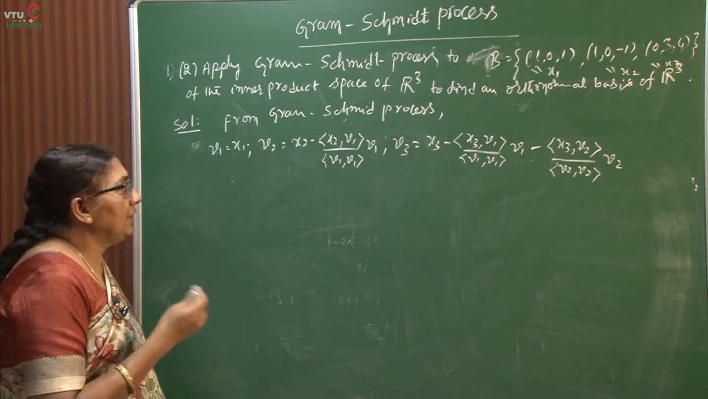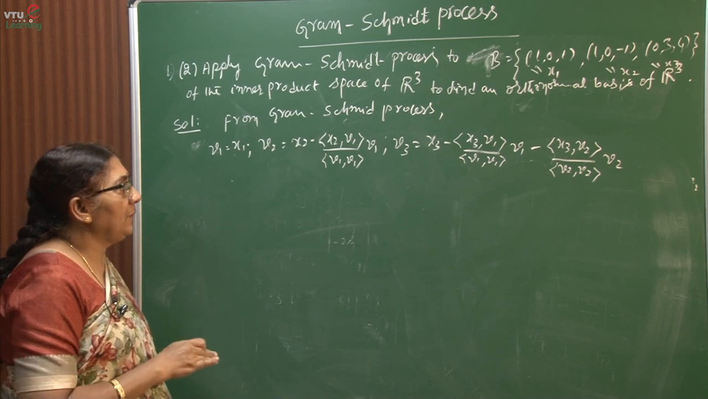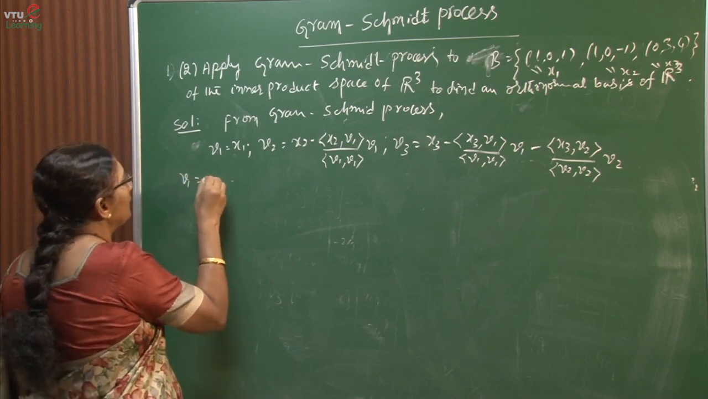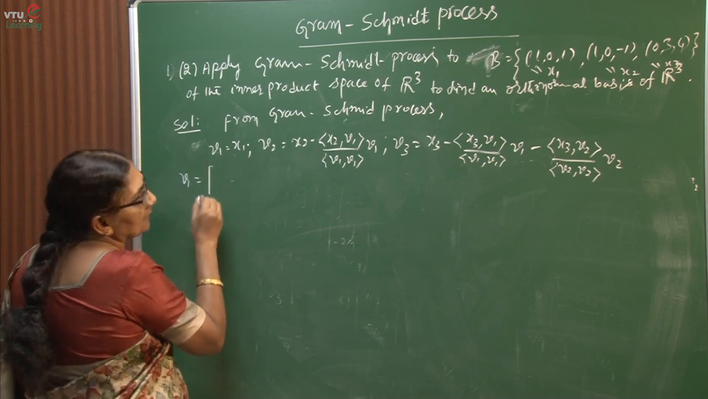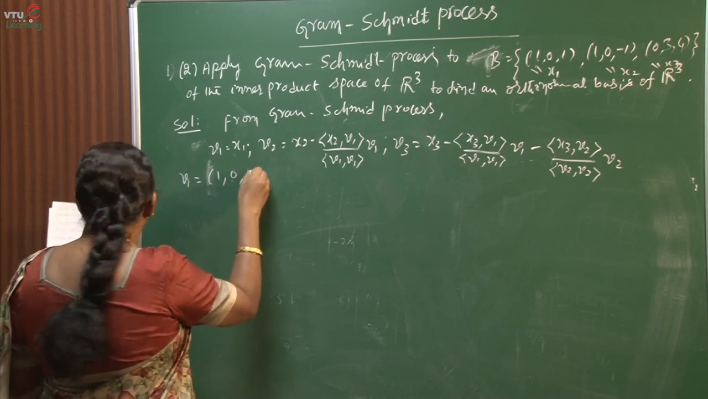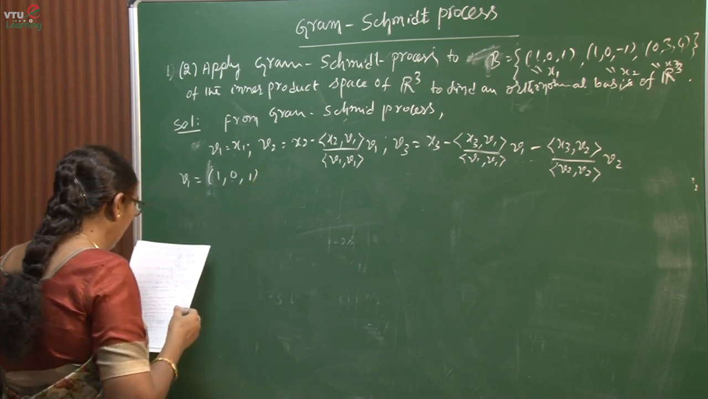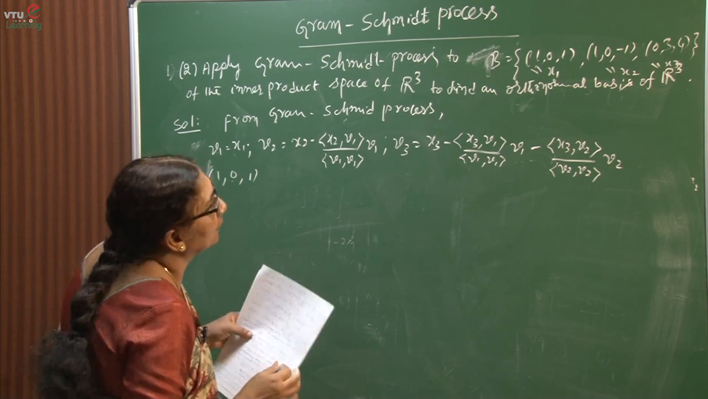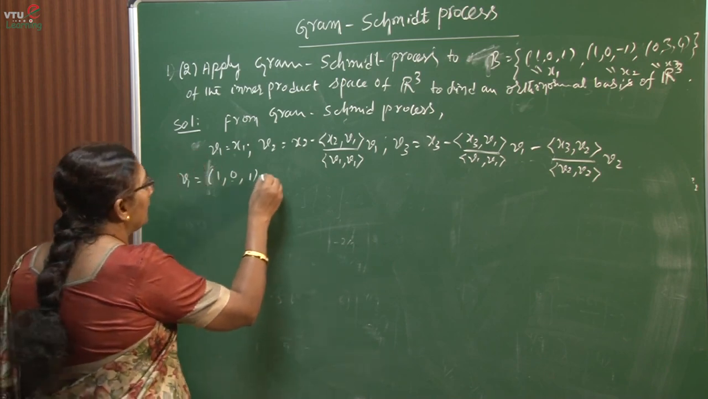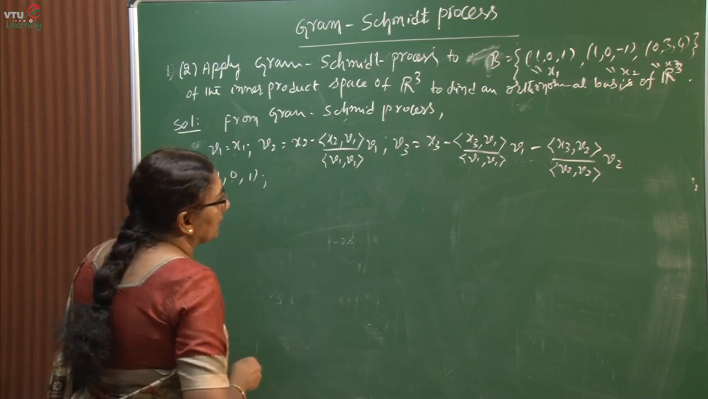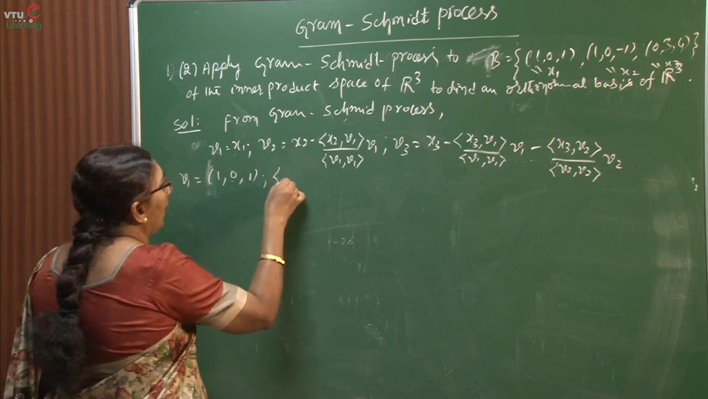Now, as I told in the previous problem, first you find out what is required. What is v1? v1 is x1. What is x1? They have given row vectors: (1, 0, 1), (1, -1, 1)... and (0, 3, 4). Okay.